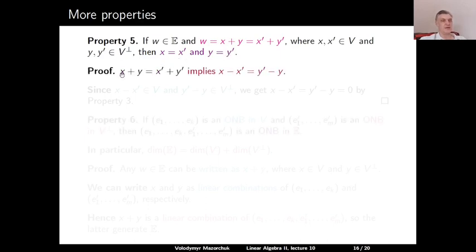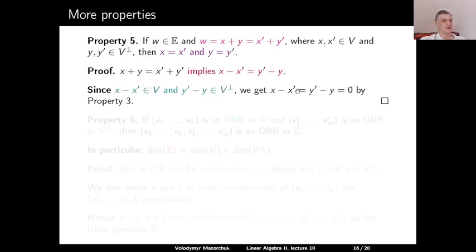Proof. So if x plus y is equal to x prime plus y prime, as in the formulation of the property, we can just move x prime to the left and y to the right, and we get that x minus x prime is equal to y prime minus y. But x minus x prime is in V, and y prime minus y is in the orthogonal complement. And the intersection of the two is only the zero vector.